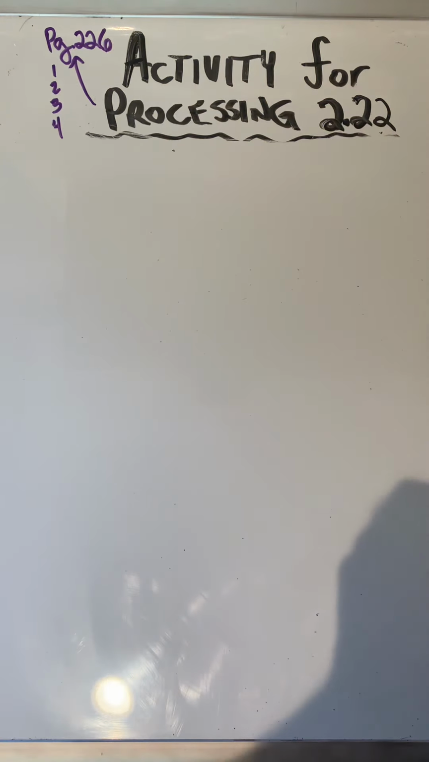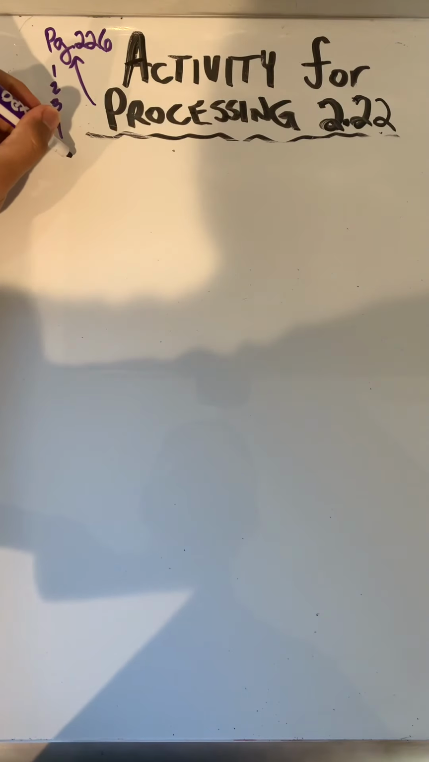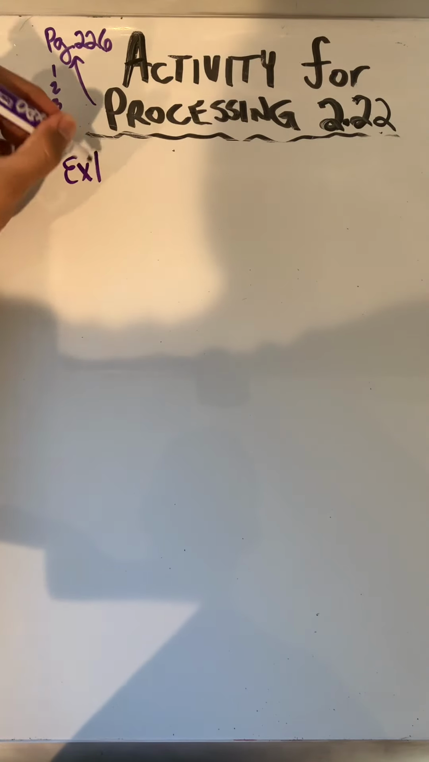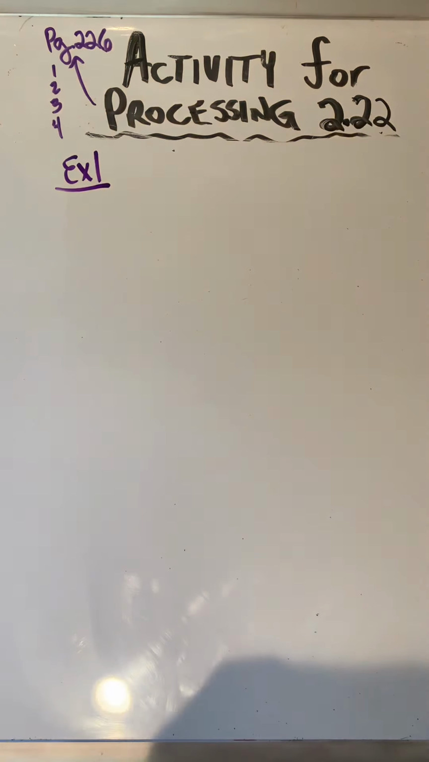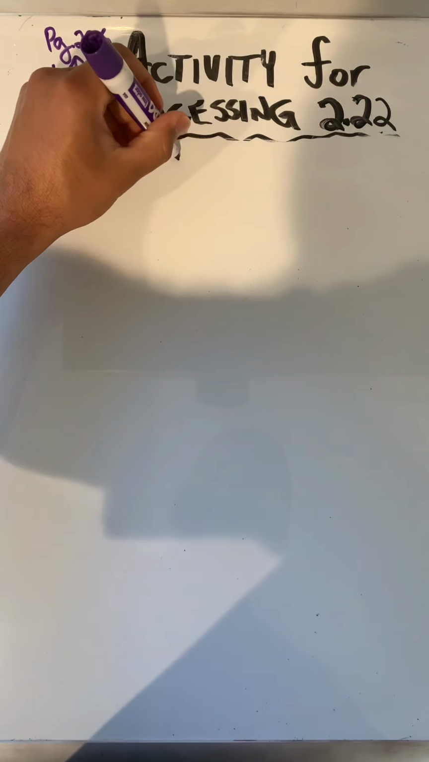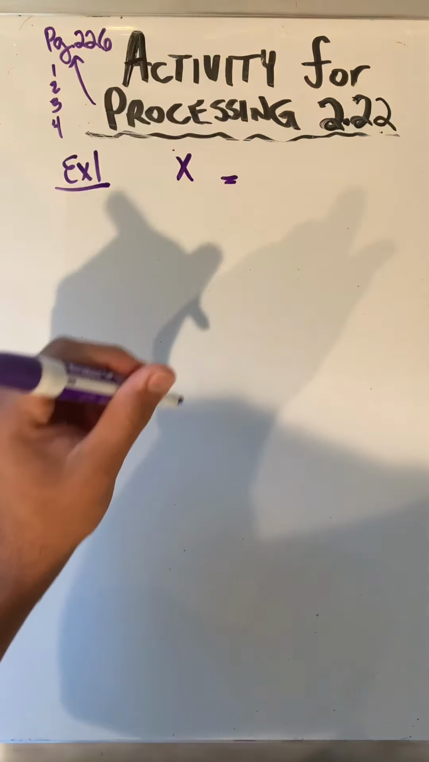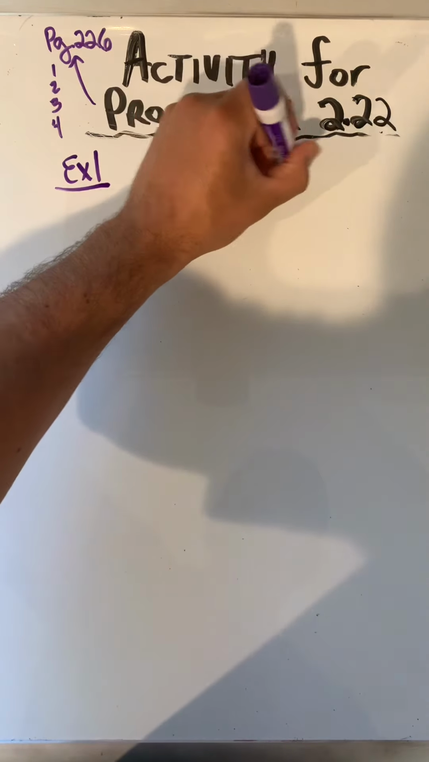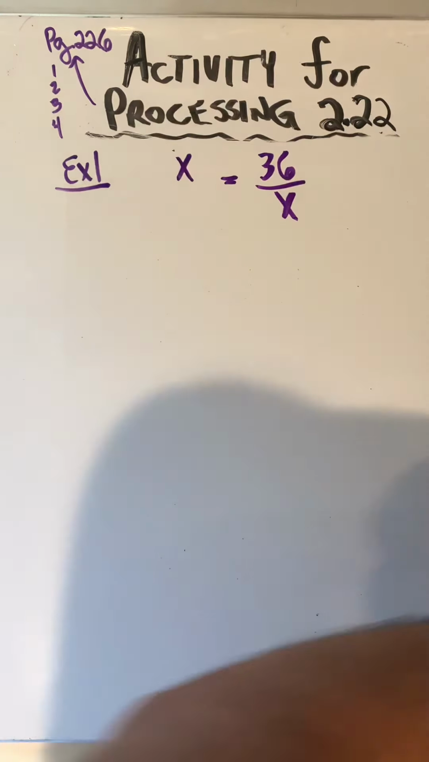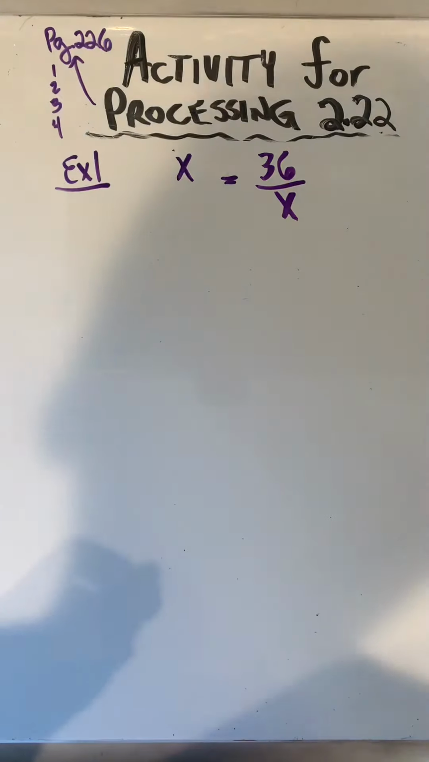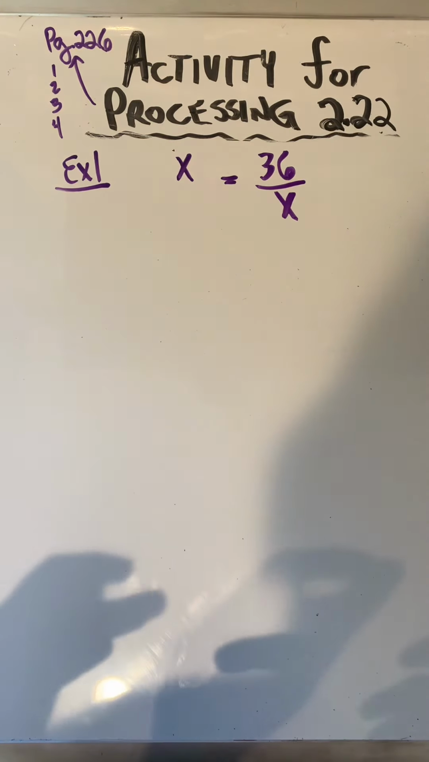So example 1, once again, is going to help you with number 1. So our problem reads, x equals 36 over x. So you're going to notice these problems. First step is going to be a lot of cross multiplication.